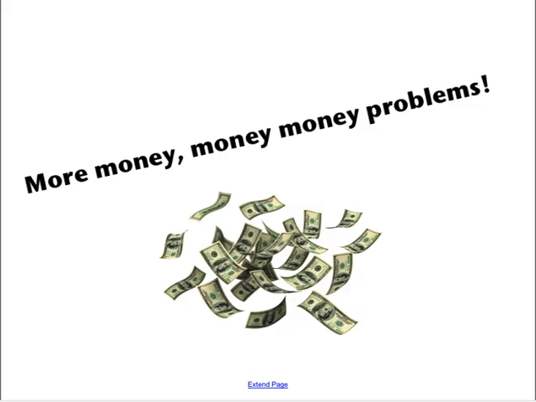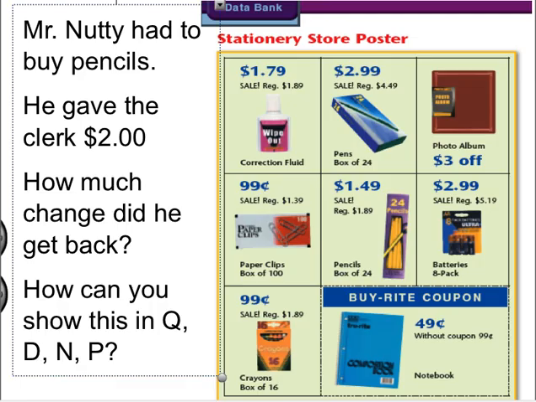Mr. Nutty ran out of pencils, so he had to go buy some, okay? And in this video, we're going to practice. It's kind of like doing a shopping trip. You're going to go buy something, you're going to give money, you're going to get change, and then you're going to have to show me how you can make that with quarters, dimes, nickels, and pennies, the little symbols, okay?